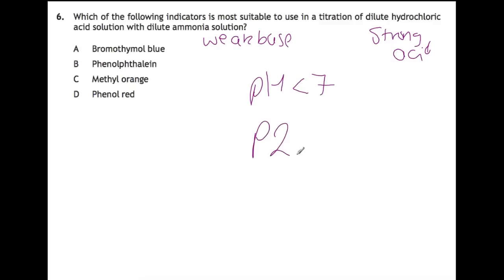You need to use page 20 of your databook and look up these indicators. You're looking for an indicator with a pH range that is less than 7. The indicator which is less than 7 on page 20 out of these 4 is C, methyl orange.